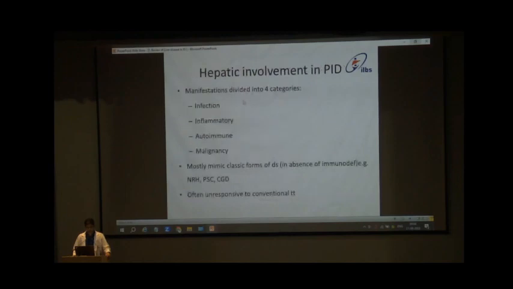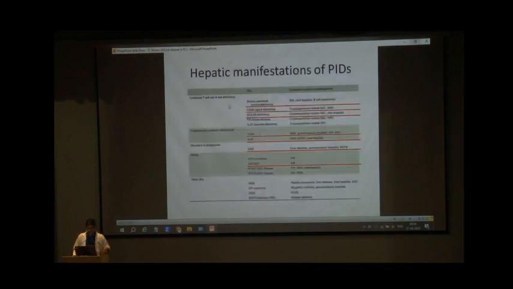Hepatic involvement in primary immune deficiency can be categorized into four categories: recurrent infections, inflammation, increased autoimmunity, or increased risk of malignancy. The majority of liver disease involvement in patients with primary immune deficiency mimics the original form of a liver disease, like nodular regenerative hyperplasia or primary sclerosing cholangitis, because the majority of patients at the time of diagnosis of liver disease had absence of classical features of immune deficiency.